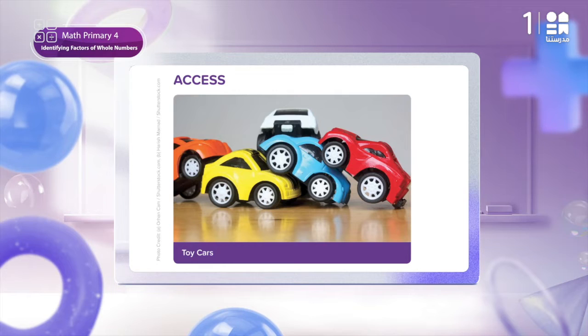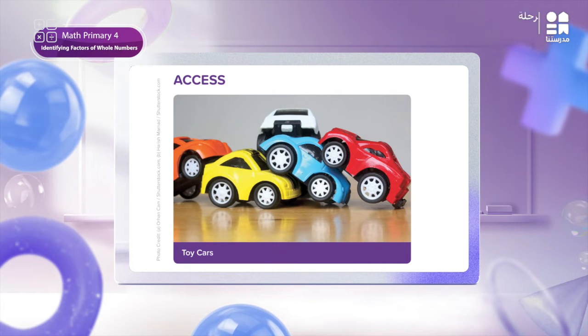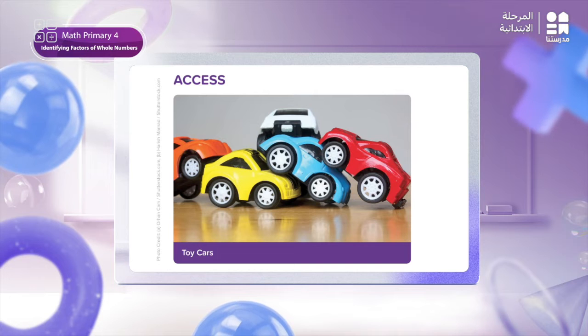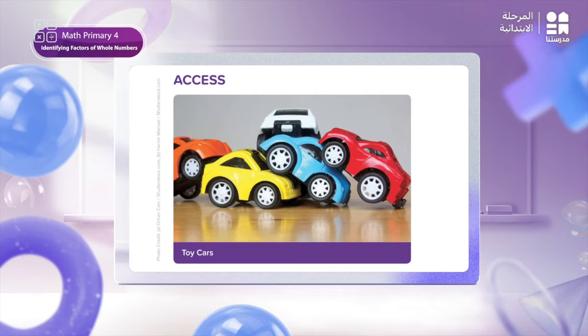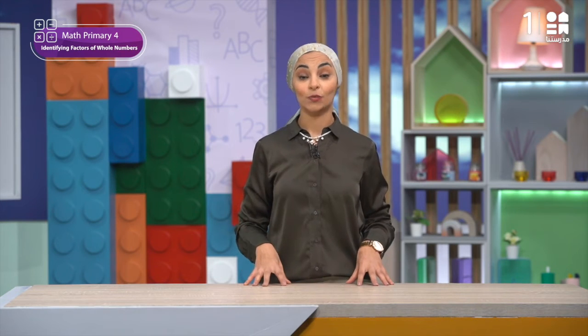as factors. Now do you remember the toy car game we played with our friends in lesson 4 in unit 5? Can you remember it? We were organizing the cars into equal columns and rows. We said that 4 times 2 is the same as 2 times 4. This means the commutative property of multiplication, changing the order of the numbers. The product in the commutative property does not change.